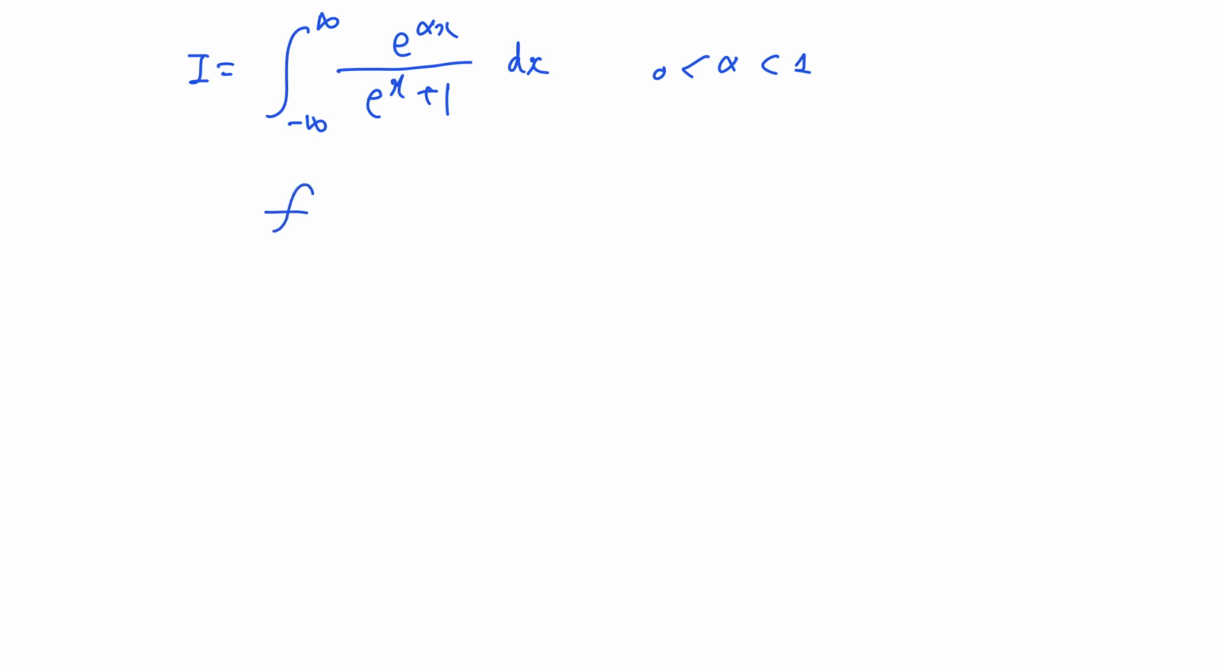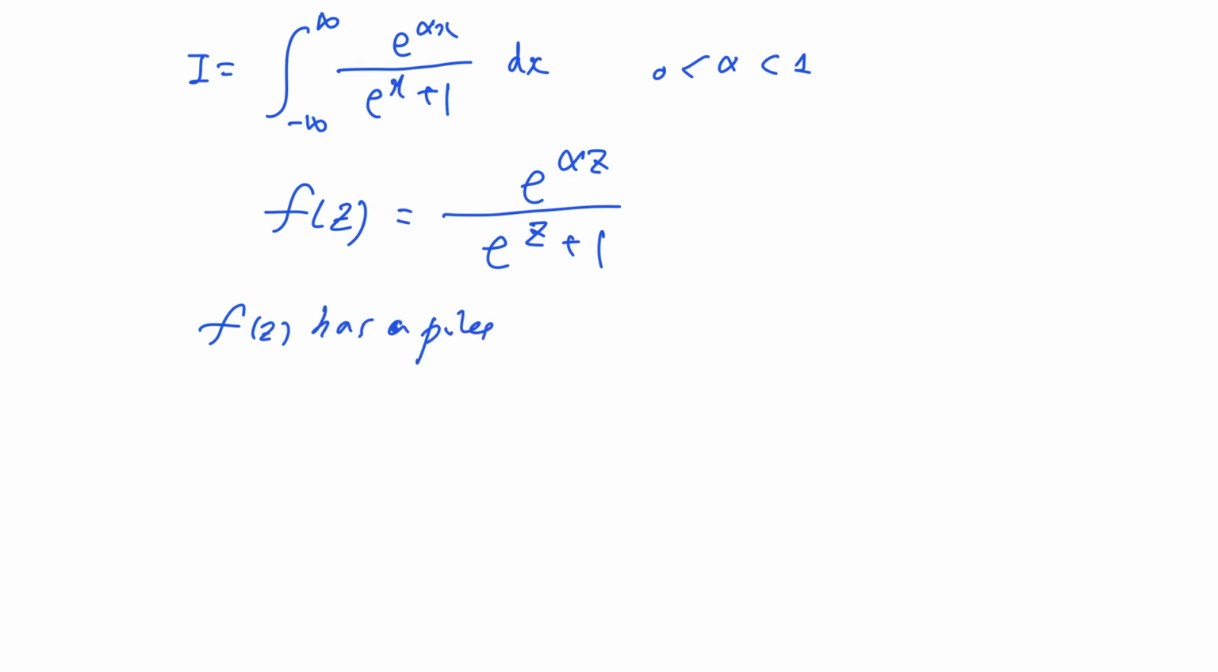Think about this complex function f of z. The real function doesn't have a pole, right? Because the exponential is always greater than 0 in the real world, right? How about in the complex domain? Exponential z can be -1, right? So f has poles, actually poles at z equals pi i, 3 pi i, 5 pi i, right? Etc., etc., etc.